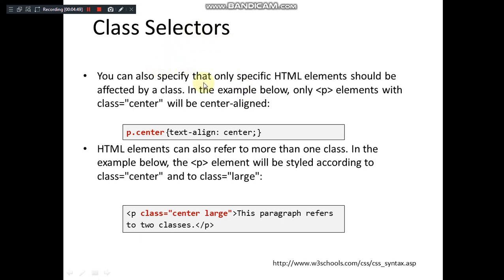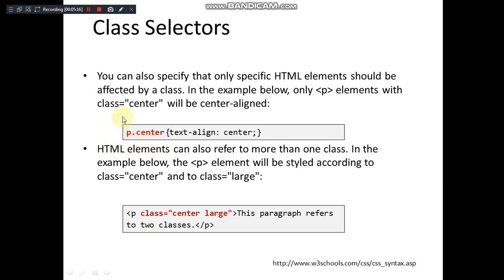So you can also specify that only specific HTML elements should be affected by a class. Like if you have multiple paragraphs within a particular document, you would like to apply the style to one particular paragraph only. So you need not use a simple selector or element selector where you are specifying P. When you specify P, it will apply for all the paragraphs, but you want to make it specific to one particular occurrence of the element itself.